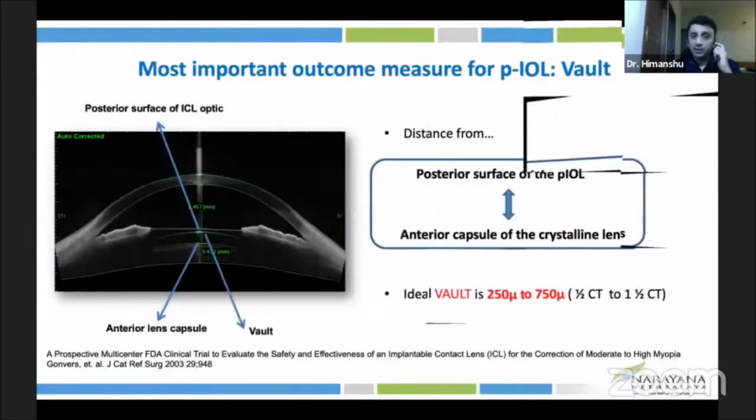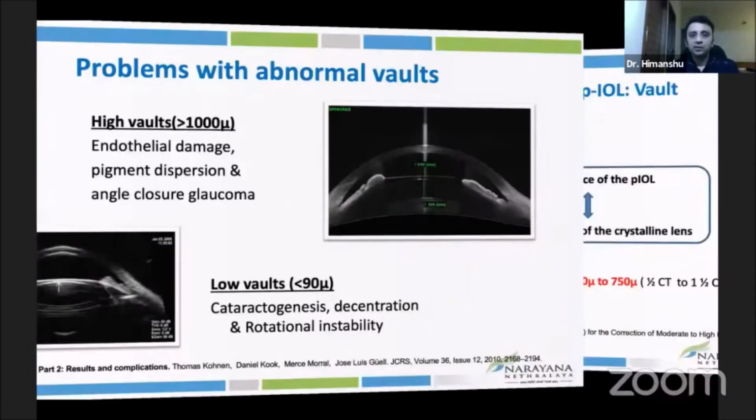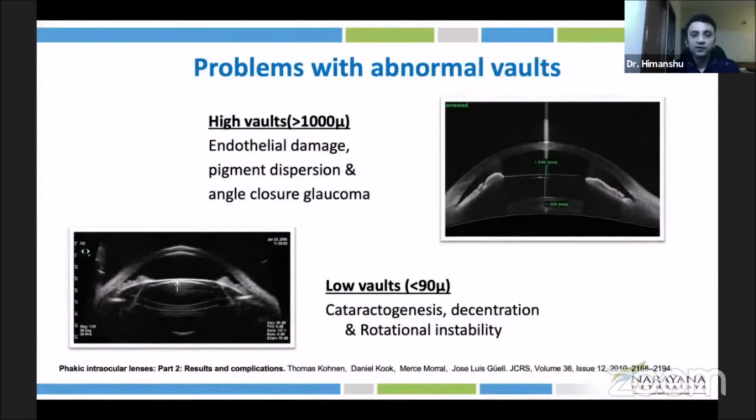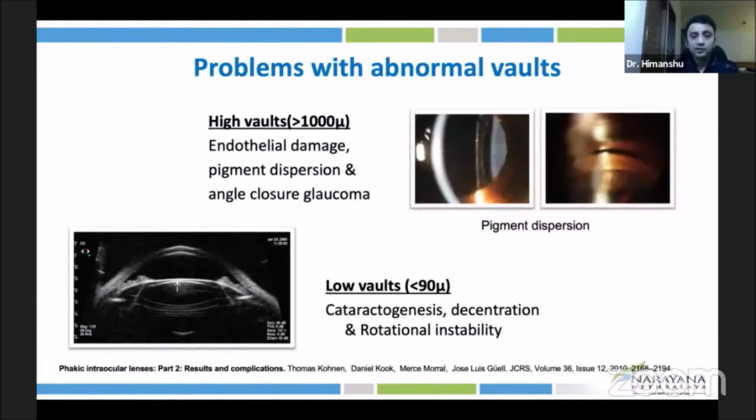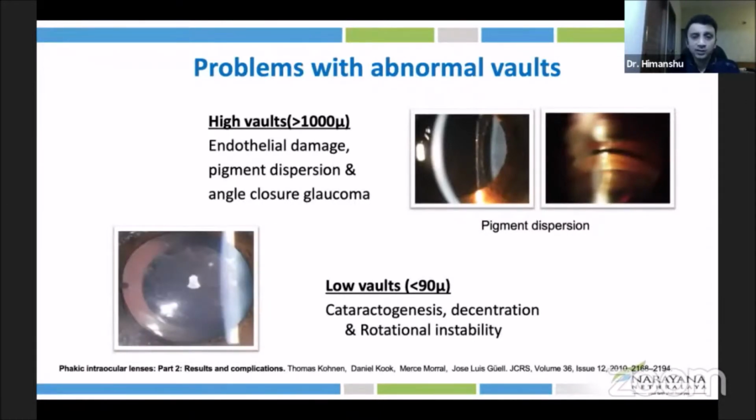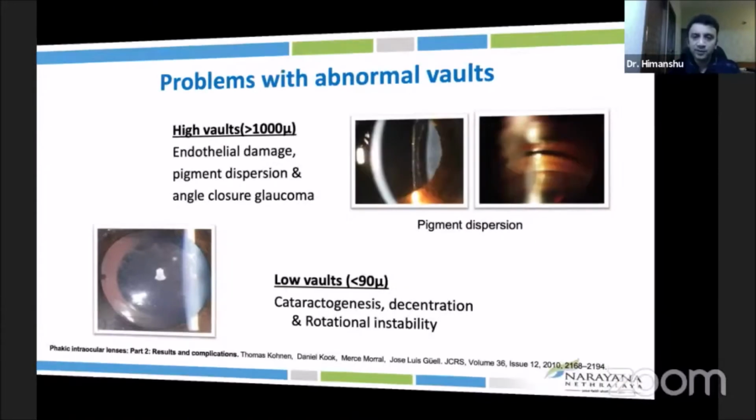Now, practically speaking, whenever we talk about phakic IOL, the most important outcome measure we look at is vault. The vault, we know, is nothing but the gap between the posterior surface of the lens and the anterior surface of the crystalline lens. The ideal vault has to be from 250 micron to around 750, 800 micron. If the vault is very high, there can be pigment dispersion, angle closure, endothelial damage. If the vault is very low, there can be a chance of cataractogenesis or rotational instability of the lens.